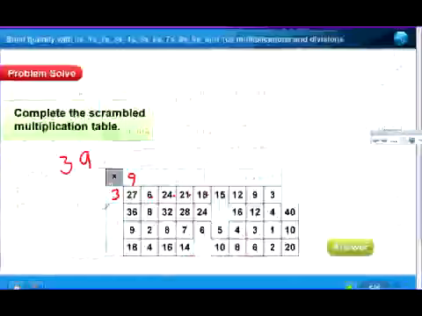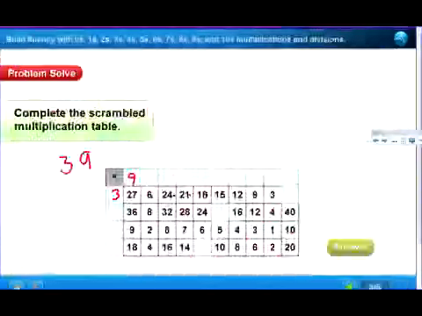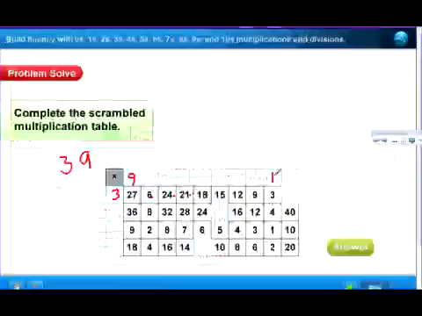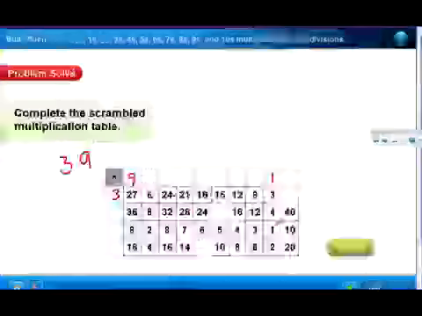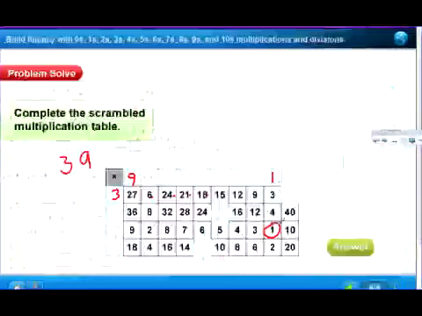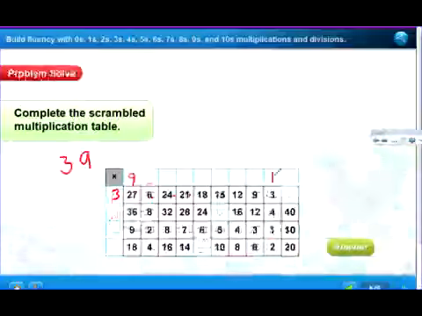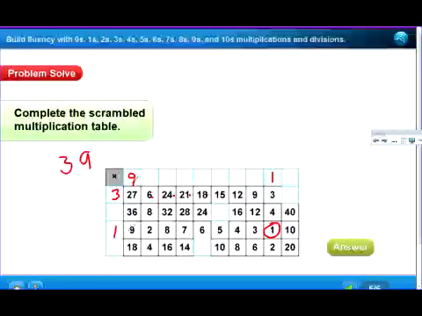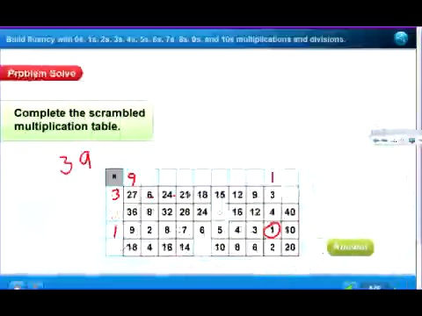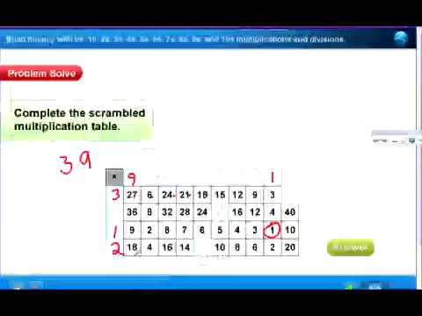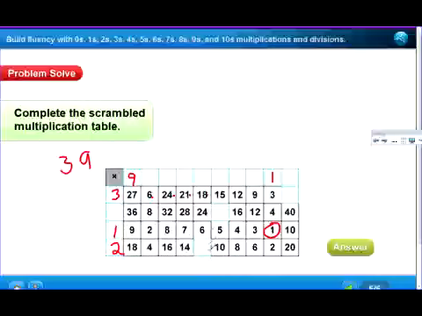But if that's 3, then we know that 3 times what equals 3? 1. Well, that seems to fit because there's only one way to get to 1, 1 times 1. Oh, that's looking like there's a 9. What other multiples of 18 are there? 9 times what equals 2? Now there's a blank spot here. Maybe we need to figure that part out.